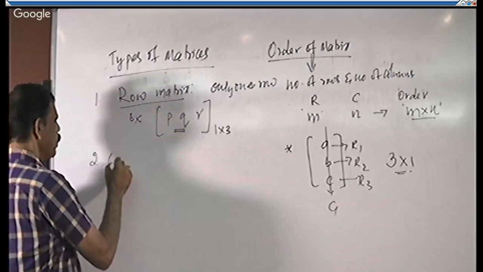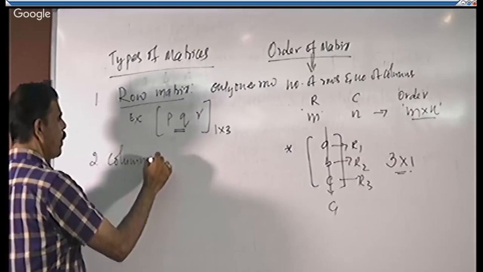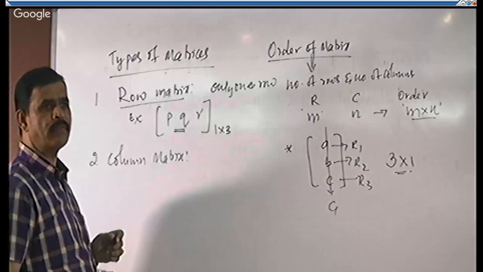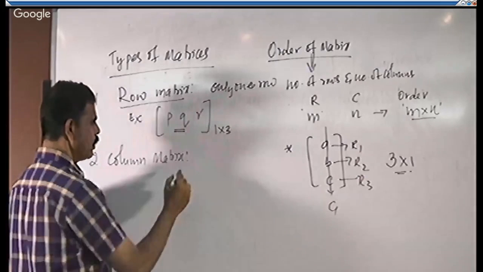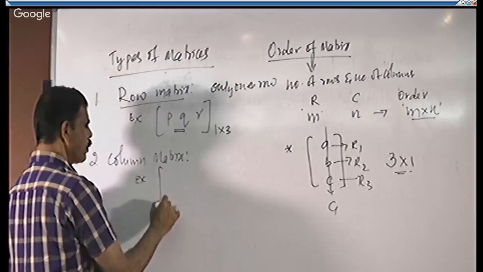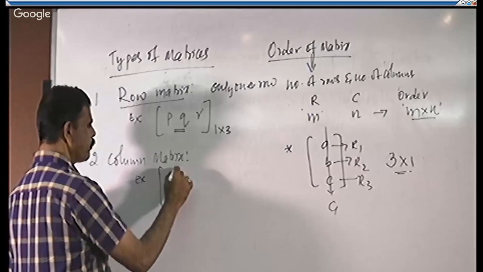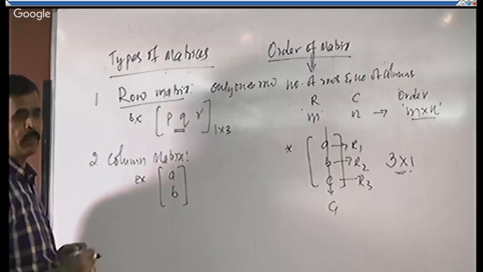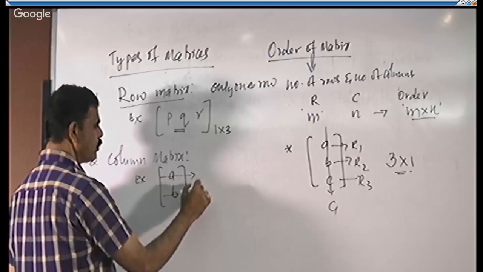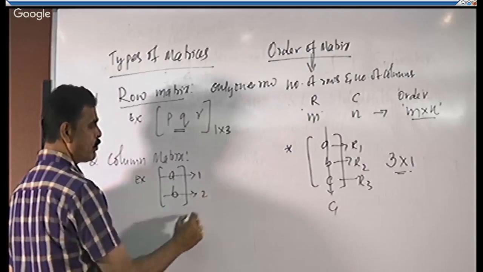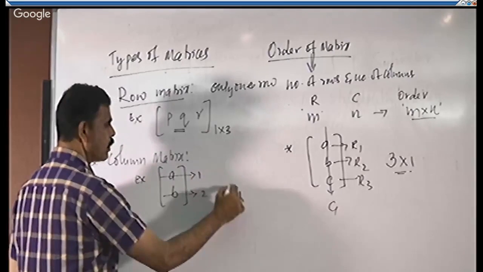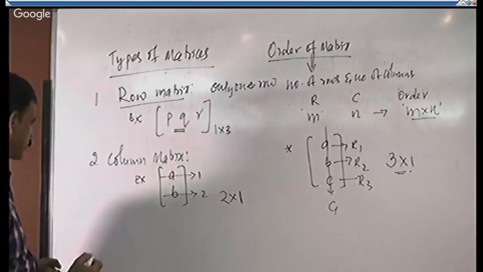Second one, column matrix. A column matrix is a matrix in which we have only 1 column. That is said to be a column matrix. See the example: A, B. This is a column matrix. What is the order? First row, second row. 2 rows are there. Order is 2 into how many columns are there? Only 1 column. It is a column matrix.